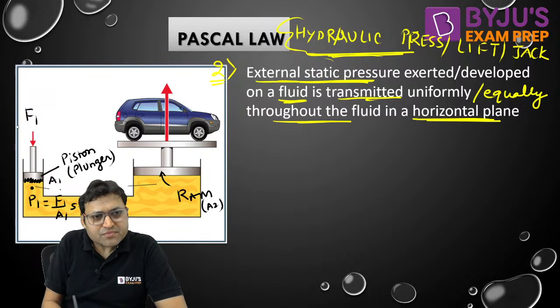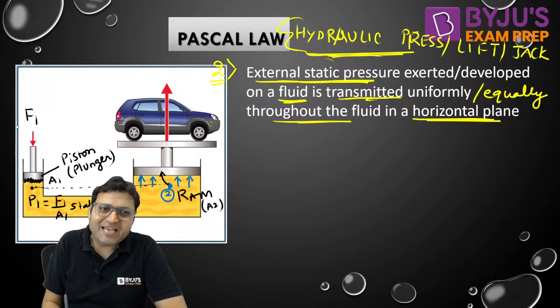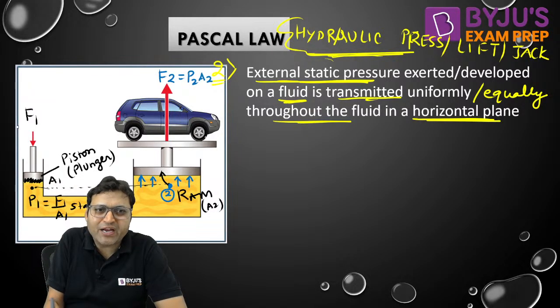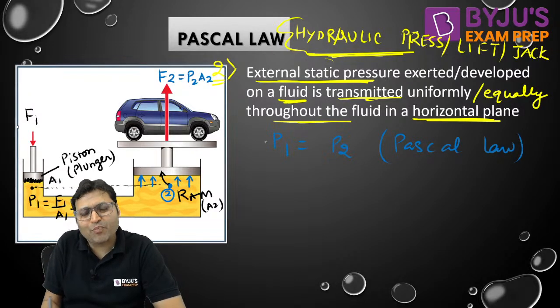Now, according to Pascal law, the same pressure will be transmitted uniformly in the horizontal plane. So we can say the pressure here will also be P1. Whatever the pressure developed here, let me call this point 2. It will exert a force F2 on the ram. The pressure will exert a normal force F2. So F2 is equal to P2 into A2. And according to Pascal law, we can say P1 will be equal to P2. Yes or no? That is the Pascal law. According to Pascal law, P1 is equal to P2.